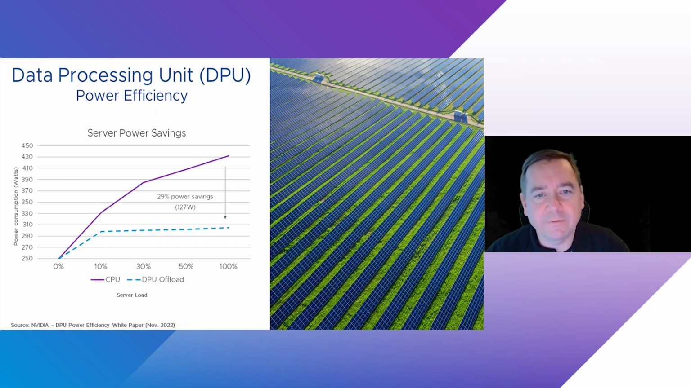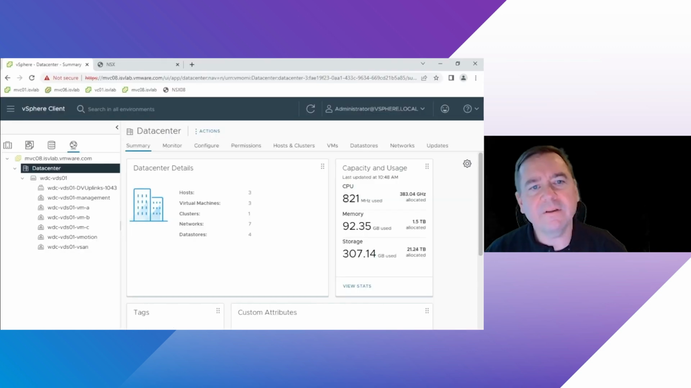In a larger data center with 10,000 servers, this could mean a savings of $5 million over the three-year lifespan of the servers. This is in addition to savings in cooling, power delivery, rack space, and capital costs. It also means lower latency and higher throughput for today's modern applications. Let's take a look at creating a distributed switch and offloading the networking functions to a DPU.